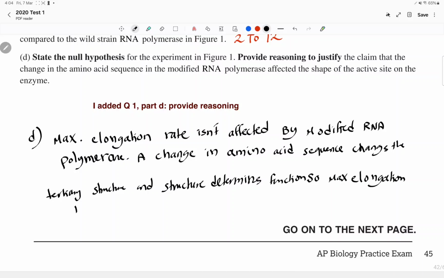So, anyways, the maximum elongation rate is affected. Because if you change the active site, you're gonna affect everything else.